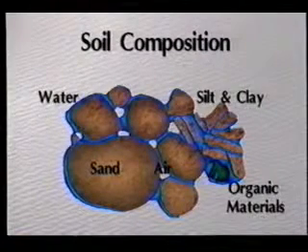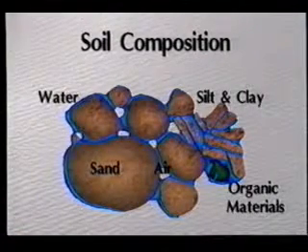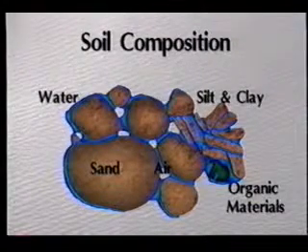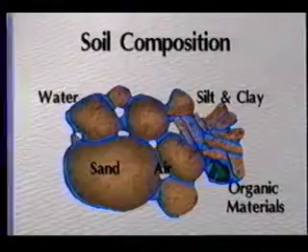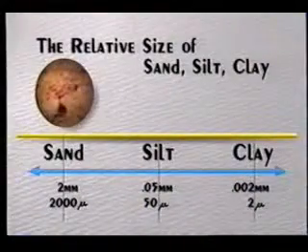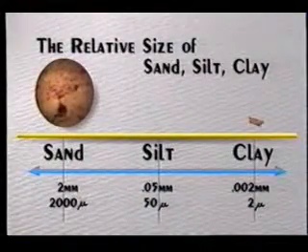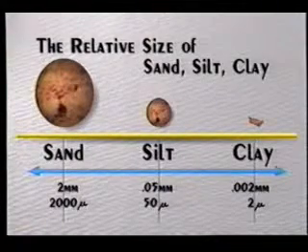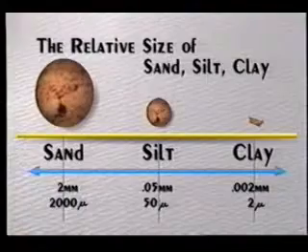Mineral soil particles are a combination of sand, silt, and clay-sized soil particles, as well as organic matter. Sand particles are the largest, while clay particles are very small and highly reactive. Silt particles are intermediate in size and reactivity.